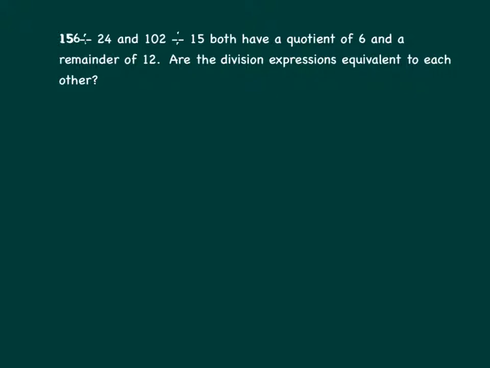If I have 156 divided by 24, I'm going to get an answer of 6 remainder 12. If I divide 102 divided by 15, I also get 6 remainder 12. But as we're going to find out, 156 divided by 24 does not equal 102 divided by 15. Why is that? One way we can find out is to get the exact answer. In other words, get rid of the remainder.